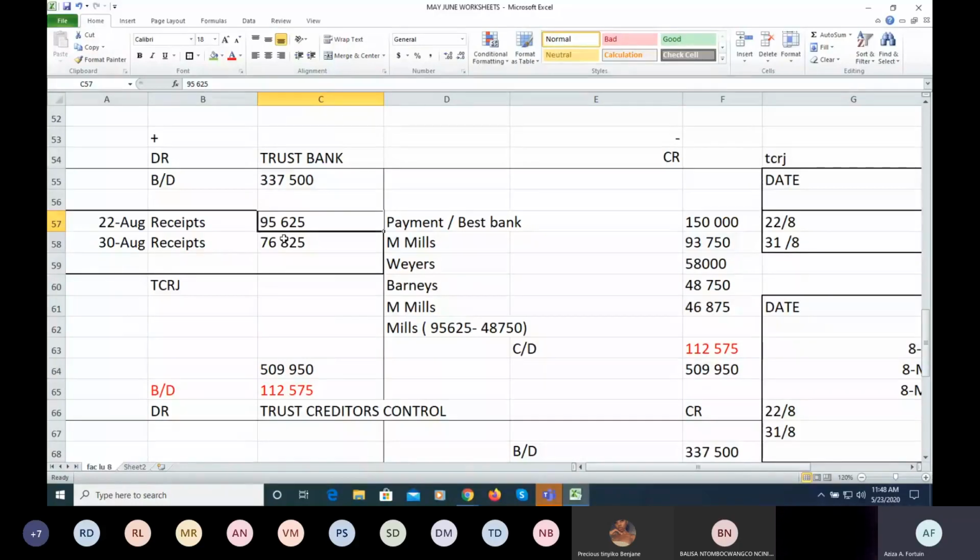Because when you get the money at first, when Morgan got the money, it was 150. You understand? So the interest is with the amount here. So you could make the mistake of just putting in the 93,750 as opposed to the 95,625, and you could make the mistake of putting the 75,000 instead of the 76,825. So that's why I say it's easier to do it with the ledgers first.